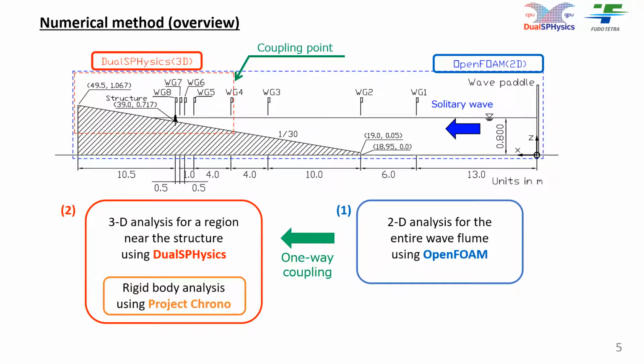Next, I'd like to explain the numerical method. First, a 2-dimensional analysis for the entire wave flume was performed using OpenFOAM, and then the results were connected by one-way coupling to a 3-dimensional analysis for a region near the structure using DualSPHysics. In the 3D analysis using DualSPHysics, rigid body motion analysis by Project Chrono is also performed simultaneously.